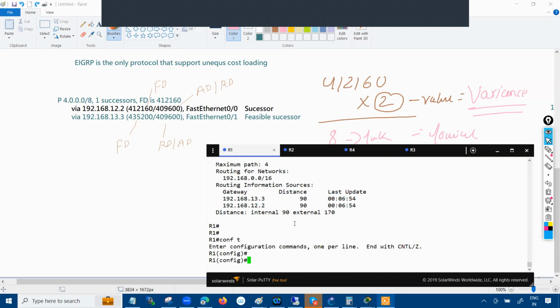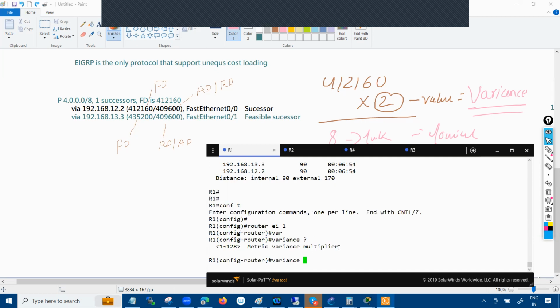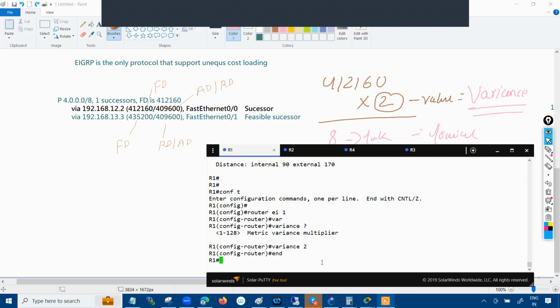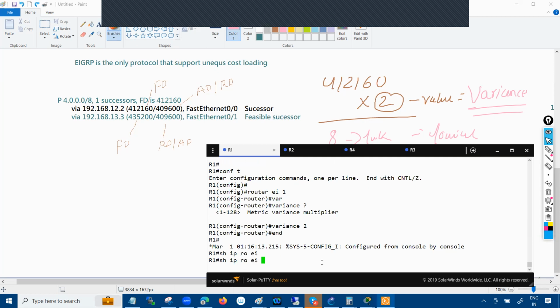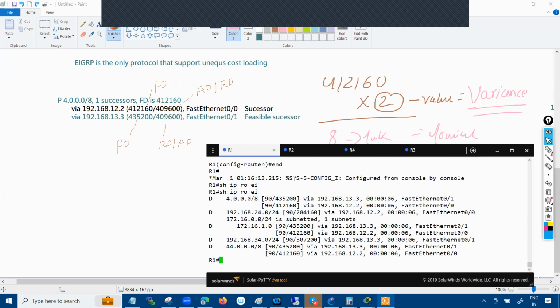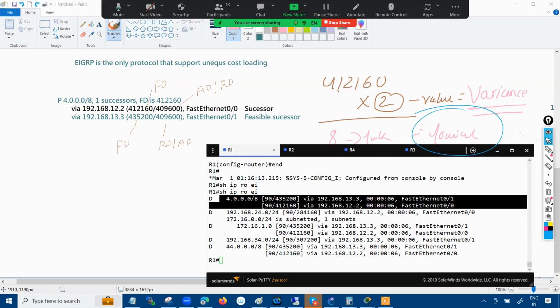So under router EIGRP, you can see the variance. And what is it? It's a multiplier. So I'll put 2 over there. If I'm on 2, it will become higher than this one. So with show ip route eigrp, now you can see that. I got that. As I mentioned, this is a logical value, you will not see it in the routing table or the topology table, but EIGRP does this in the background. So you can achieve unequal cost load balancing as well.